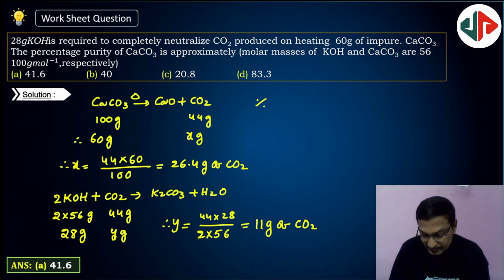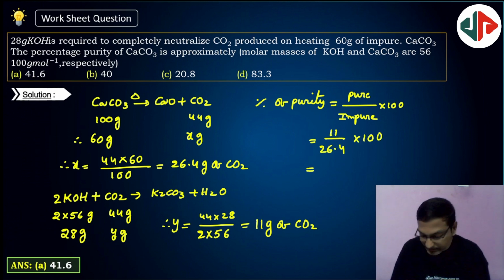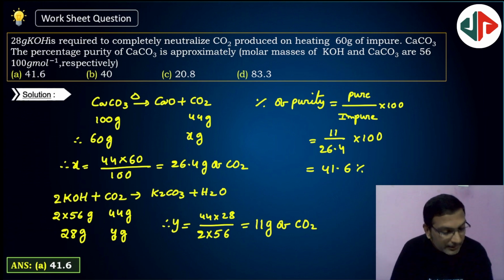Therefore, percentage of purity will be given by pure amount by impure amount into 100. Pure amount: 28 grams of KOH neutralizes only 11 grams of CO2. That is the pure quantity. By impure quantity, it is neutralizing 26.4 grams. That is into 100. Therefore, percentage of purity will be 41.6%. Option A.